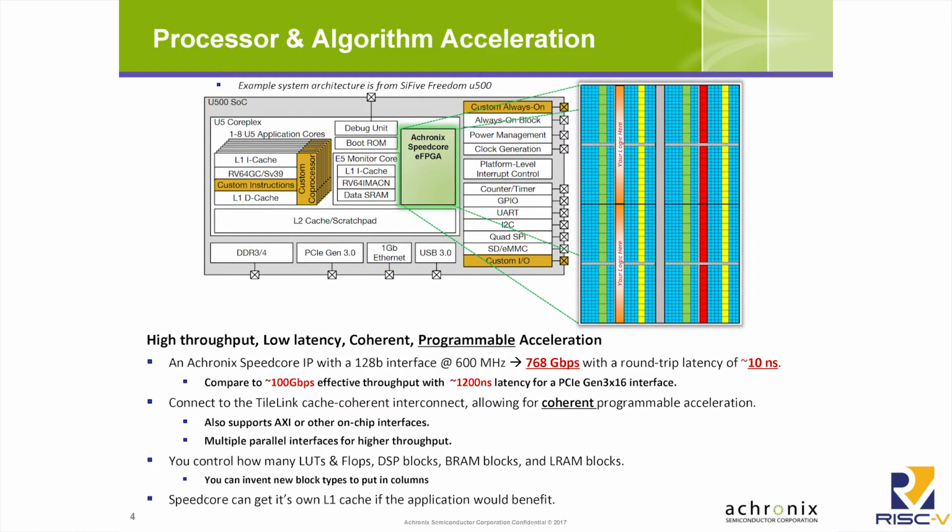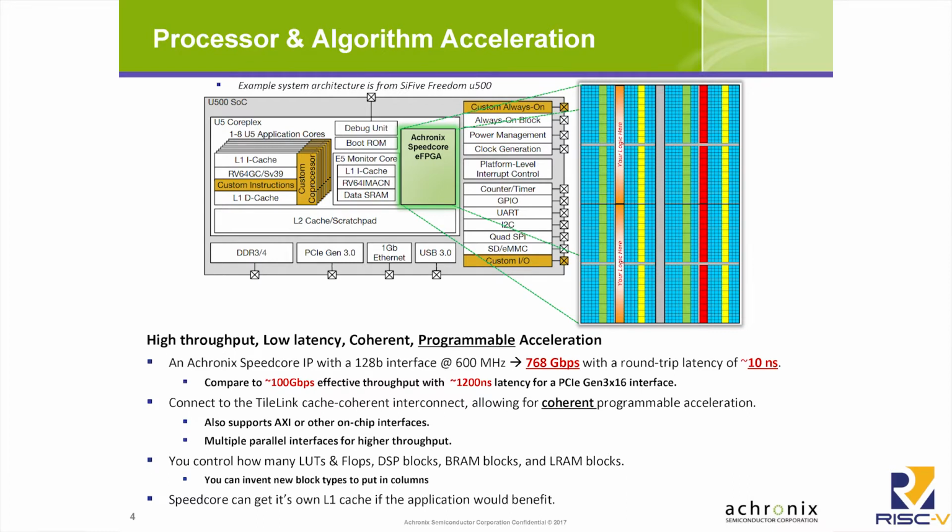In the next 2 slides, I'm going to be going over how a SpeedCore embedded FPGA can be used for processor and algorithm acceleration. What I've done here is I've borrowed this block diagram from the SiFive Freedom U500 RISC-V based SoC. In the original block diagram, where you now see the Achronix SpeedCore embedded FPGA in green, there is essentially a set of custom accelerators. And that's where we believe that the Achronix SpeedCore embedded FPGA would be a perfect fit as an acceleration platform.